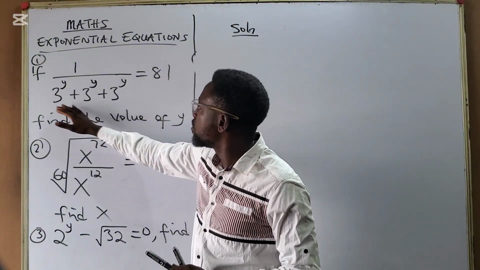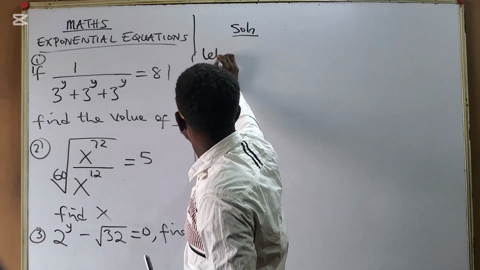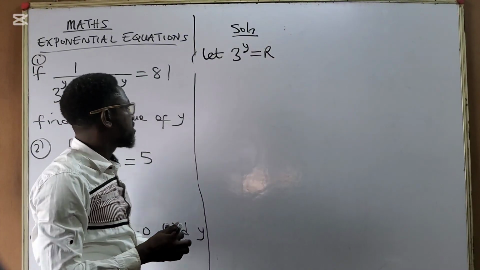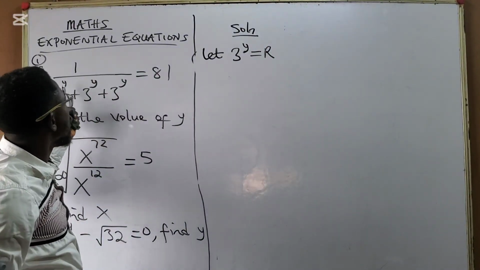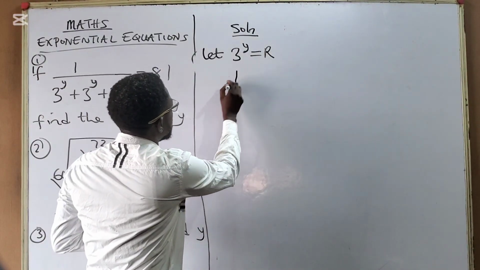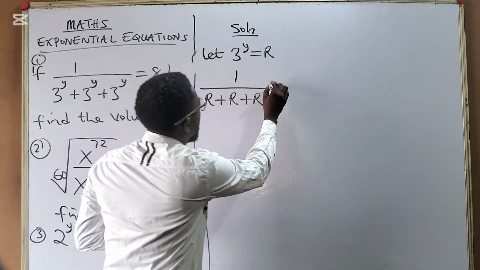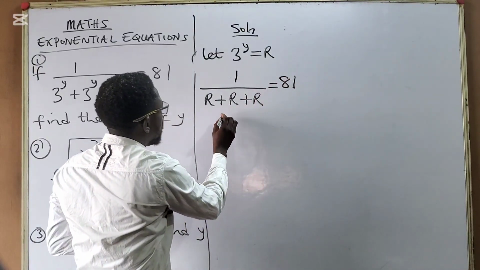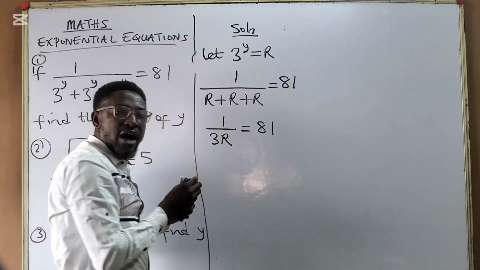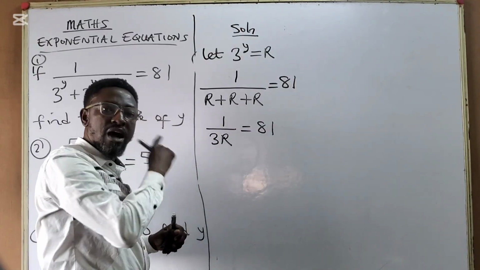The first thing I will need to do is to combine these ones. For me to do that, I can simply start by saying let 3 raised to the power y equal r. So that means in this equation now, whenever I see 3 raised to the power y, I'll simply put r. If I do that, I'll write this whole thing as 1 over r plus r plus r, and that will be equal to 81. So this one I can write as 1 over 3r equals 81. 3r, because this one is taken as 1r plus 1r plus 1r, and that is 3r.